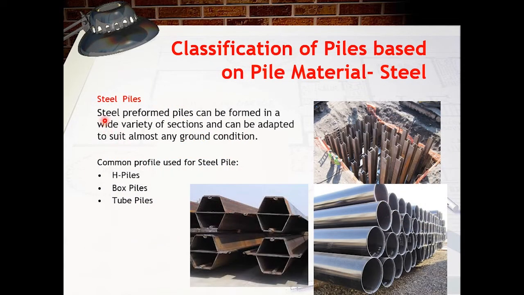Next material classification is steel piles. Steel preformed piles can be formed in a wide variety of sections and can be adapted to suit almost any ground condition. The common profile used for steel piles, we have H piles, box, and tube piles. This is H pile, bentuk H huruf H. This is box pile, and this is tube or pipe pile.